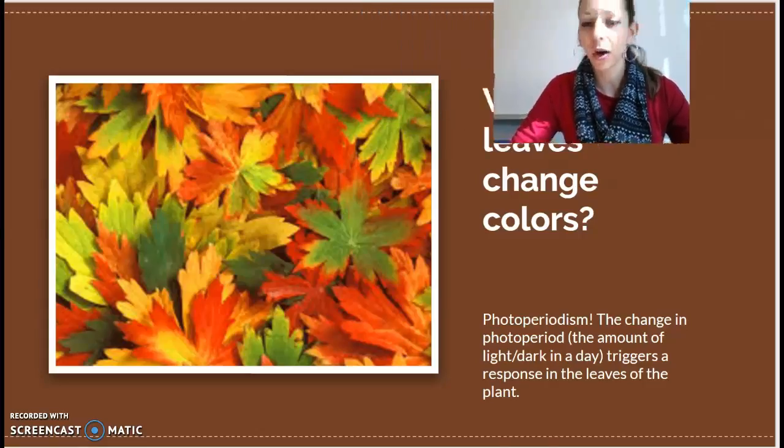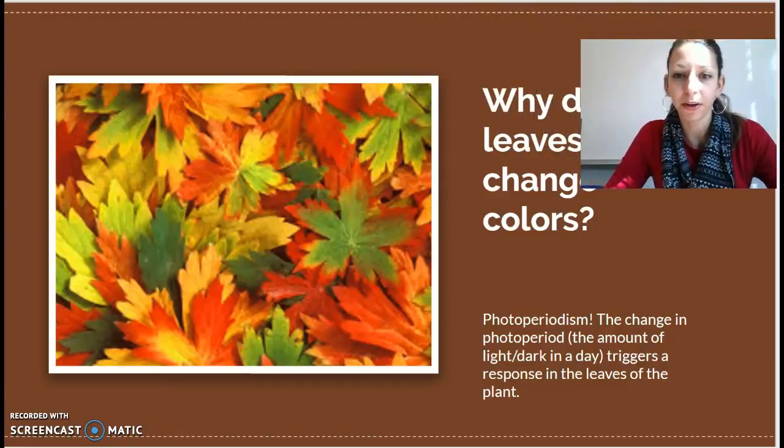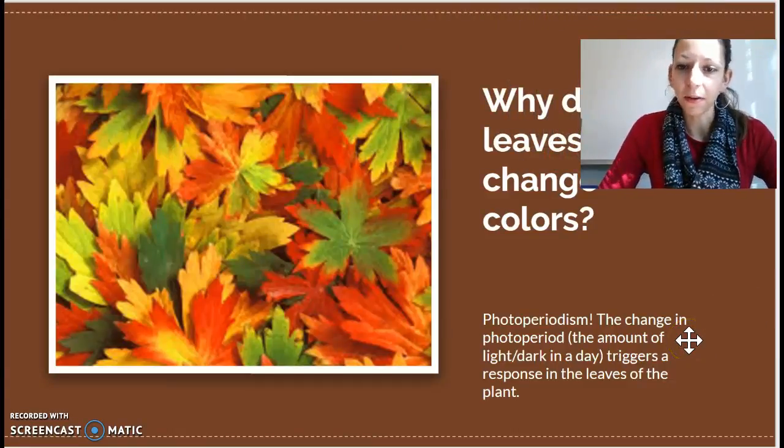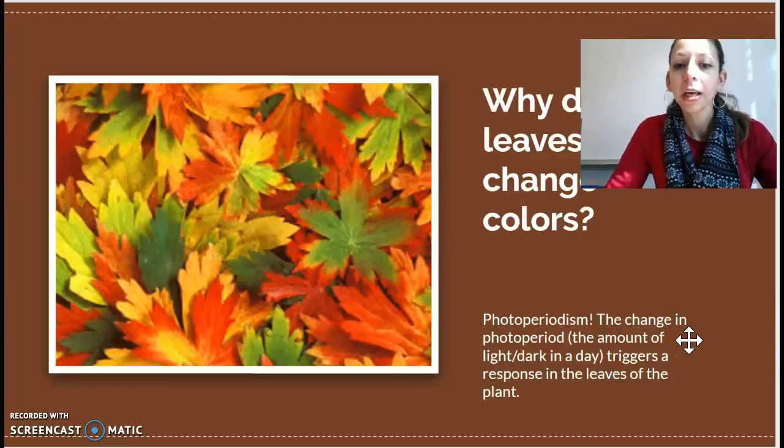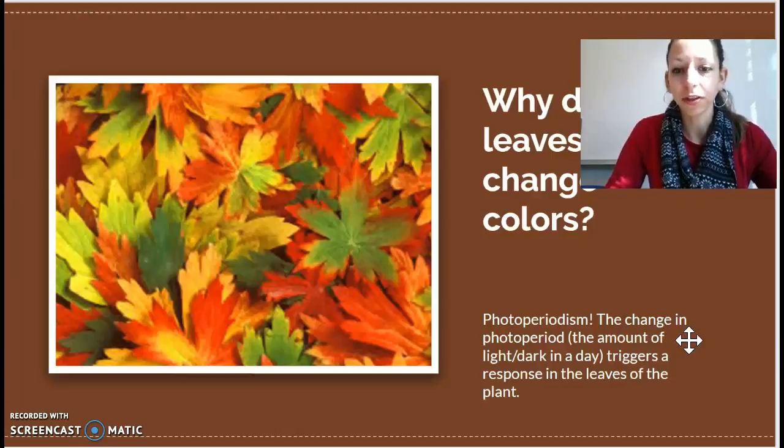Okay, back to our big question, which you probably already figured out. Why do leaves change colors in the fall? So this is all about photoperiodism. The change in a photoperiod, which is the amount of light and dark in a day, is going to trigger the response of leaves in a plant.